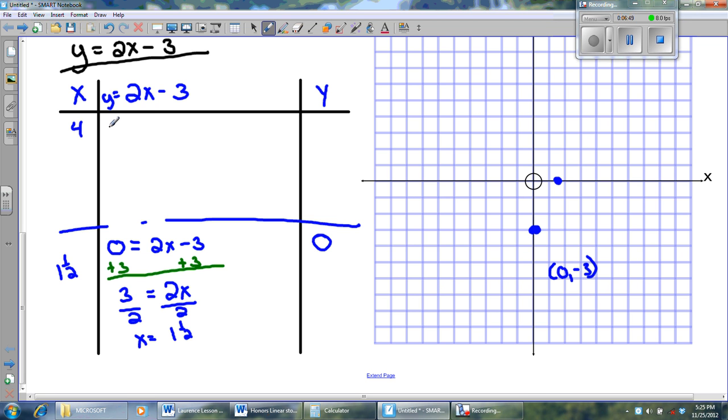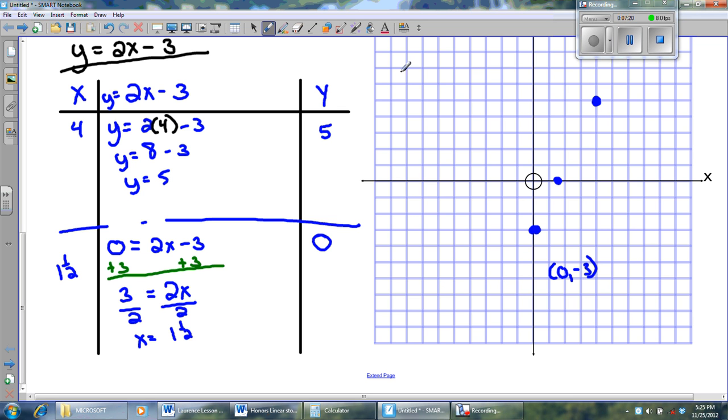Okay. So I'm going to get y equals 2 times 4 minus 3. So I'm going to get y equals 8 minus 3, and y equals 5. That means the point 4, 5 is on my graph. Oh, excuse me. 1, 2, 4, and then I got to count up 1, 2, 3, 4, 5.